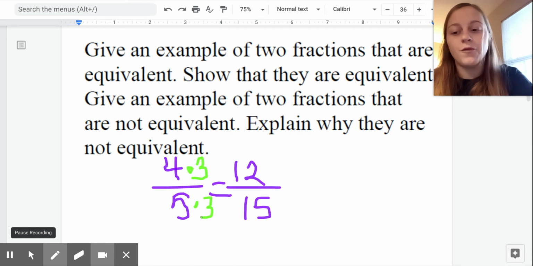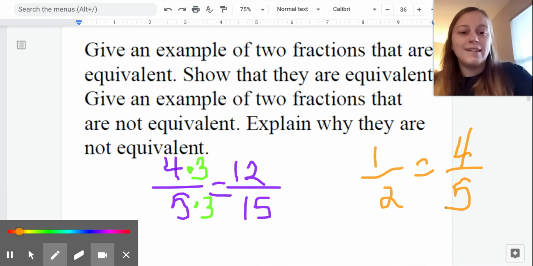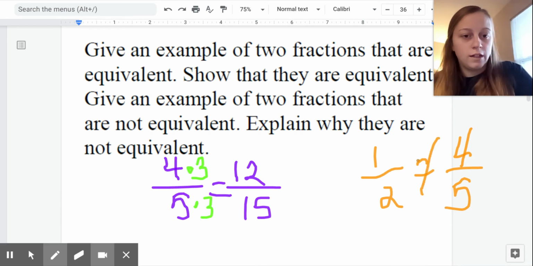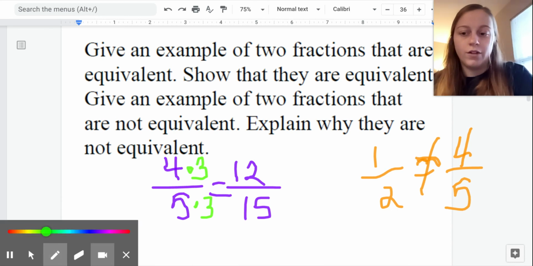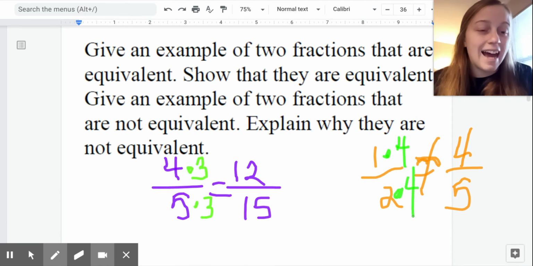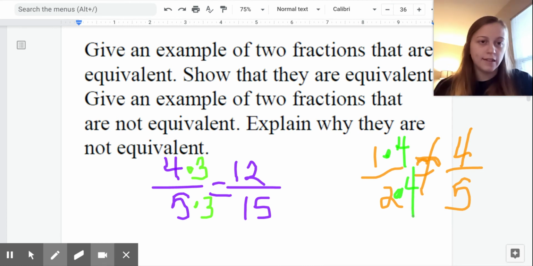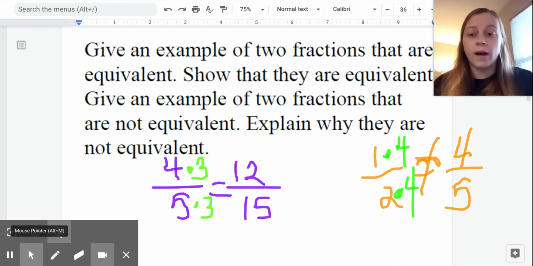Here's two examples of fractions that are not equivalent. So 1/2 is not equivalent, I can draw a little unequals bar through that, to 4/5. And it says, show why they are not equivalent. Well, 1 times 4 is how I got 4 as my numerator, but 2 times 4 is not 5. Therefore, I did not do the same thing to the top of my proportion as the bottom, so they're not equivalent. You might have had completely different examples, and that's okay. These are just two examples that I came up with for equivalent and not equivalent.